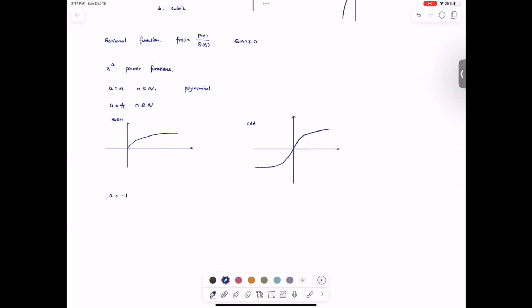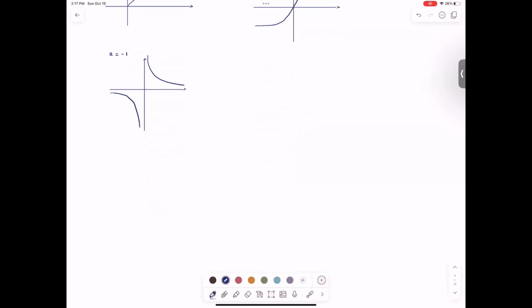Rational? 1 over x. Yes, that's correct. It's 1 over x. So what does the graph look like? You should draw the graph yourself, okay? I hope you all know, but if not, you should know. For both 135 and 102, you should know what they look like.